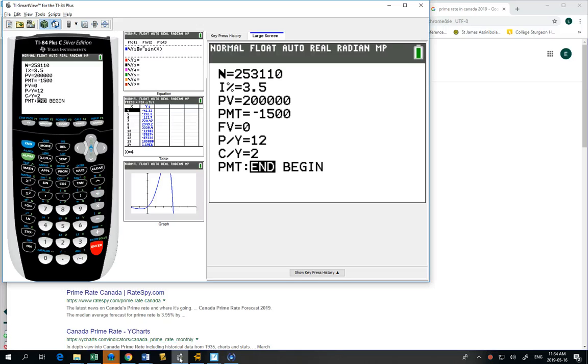Most likely you're buying a house. I think a good starter house now in Winnipeg is not $200,000. You can't find that anymore. A good starter house is probably around $350,000. So let's do a $300,000 house to start.